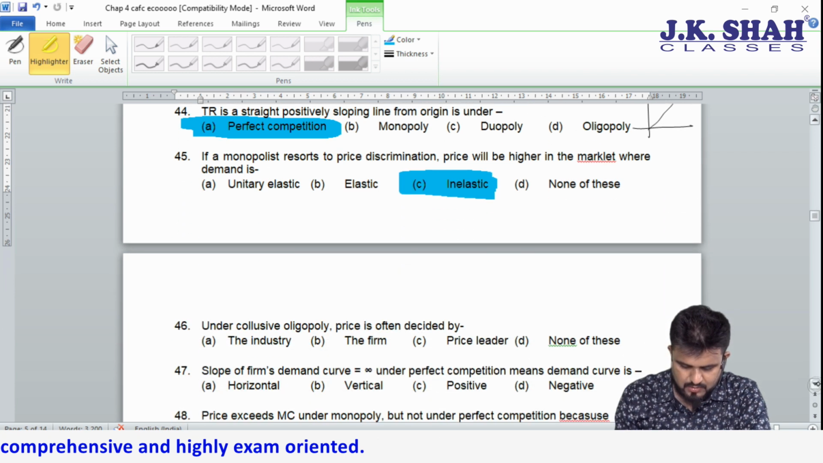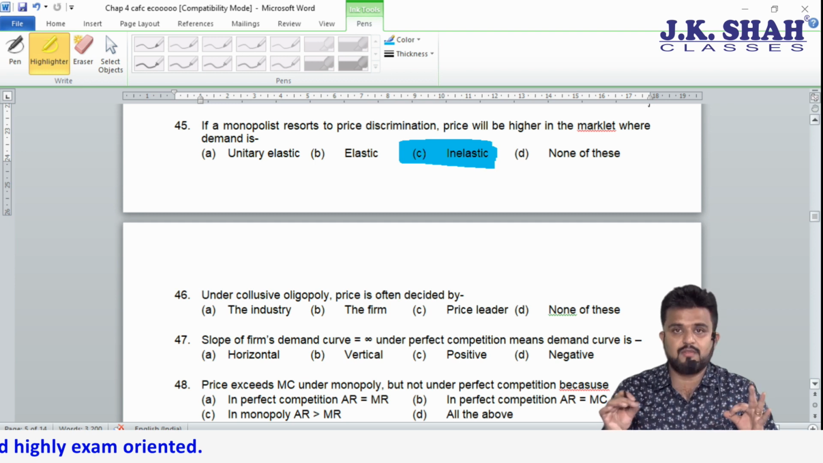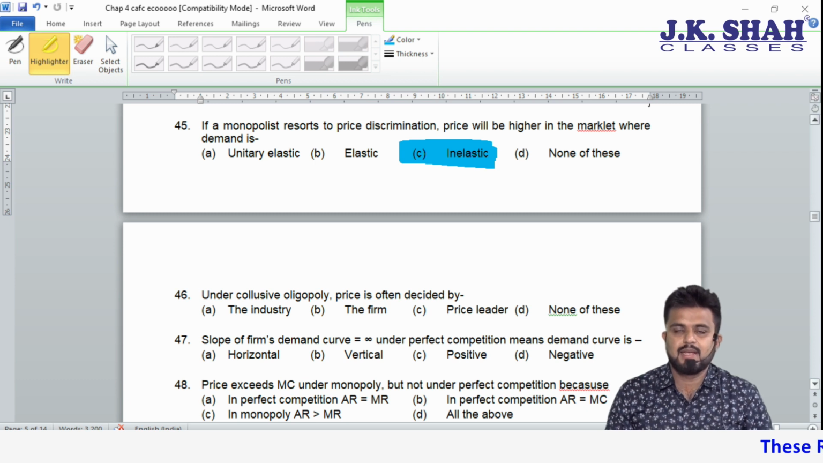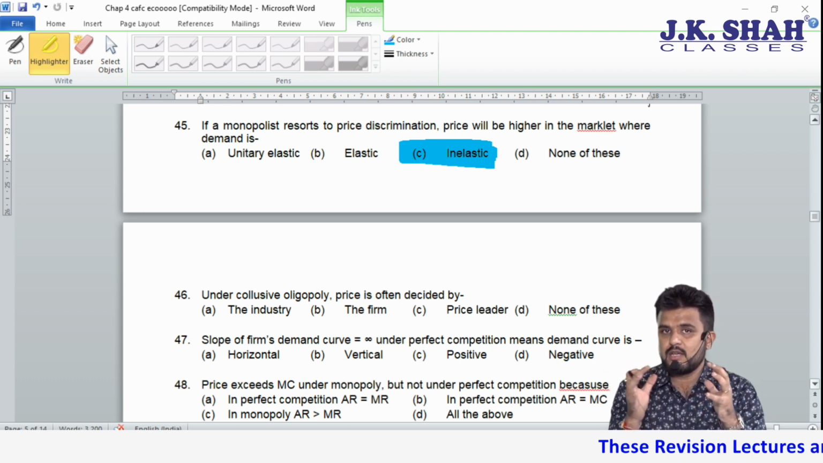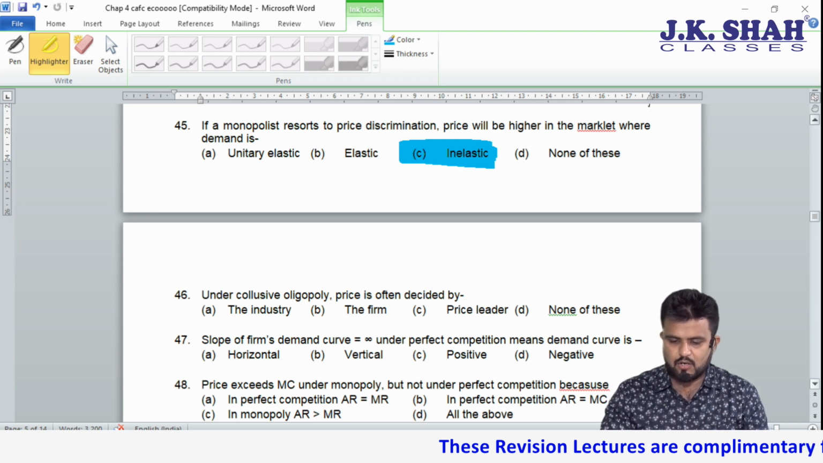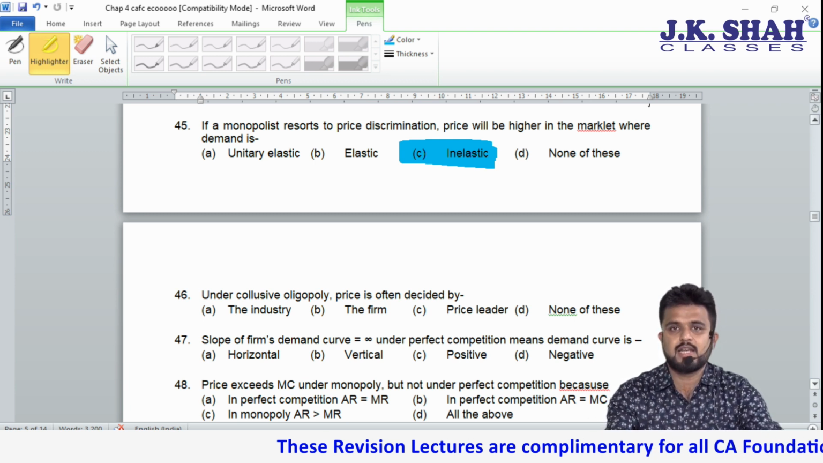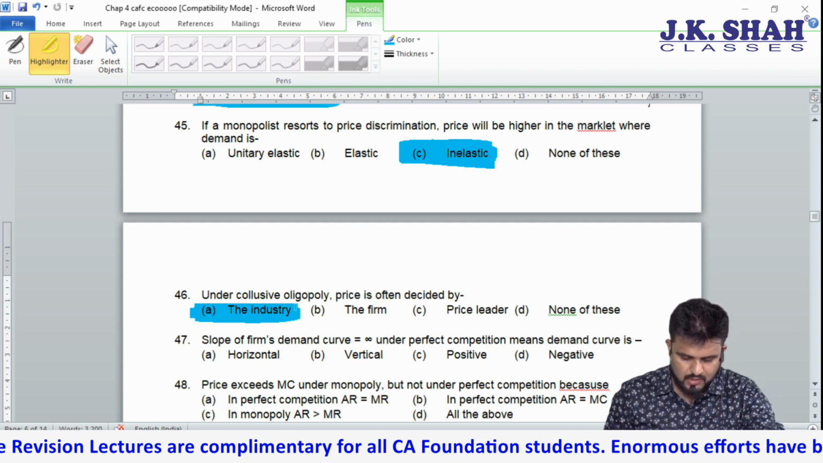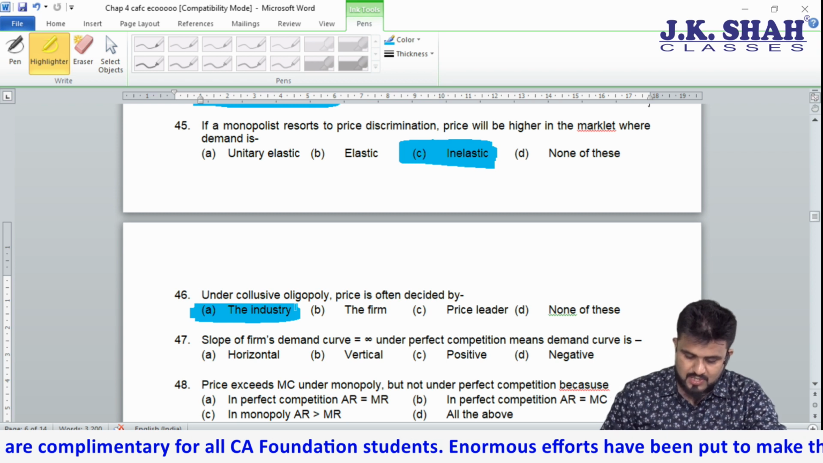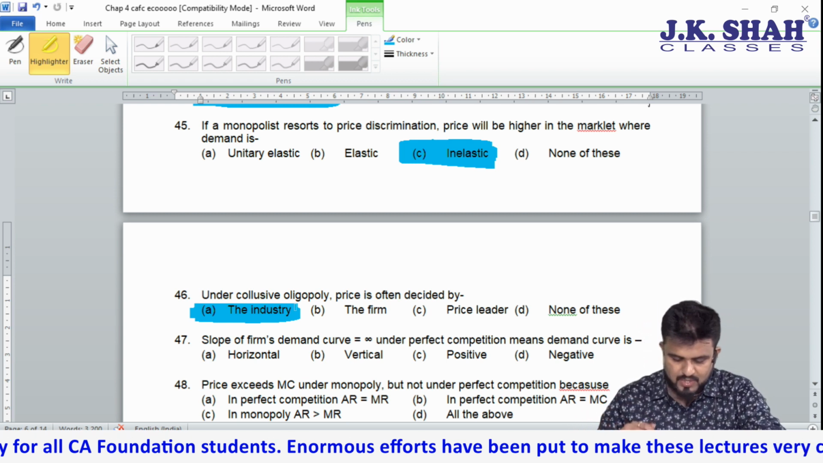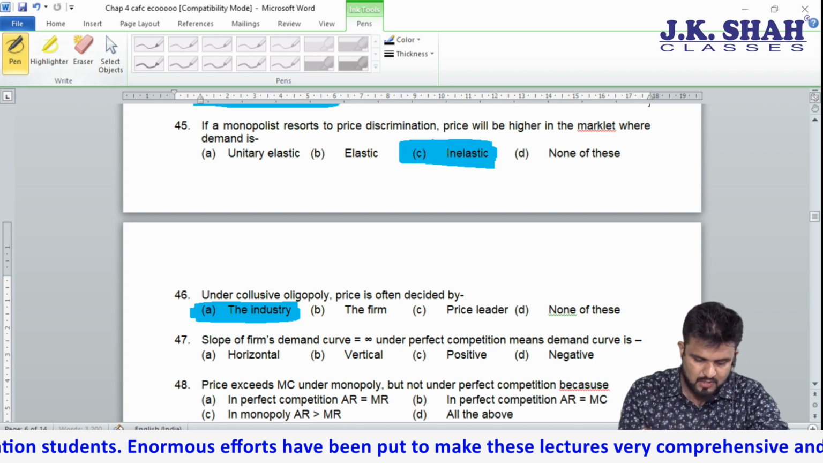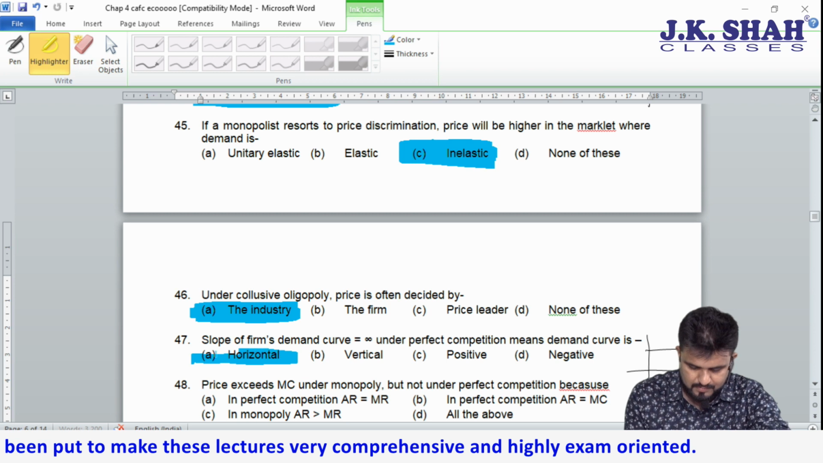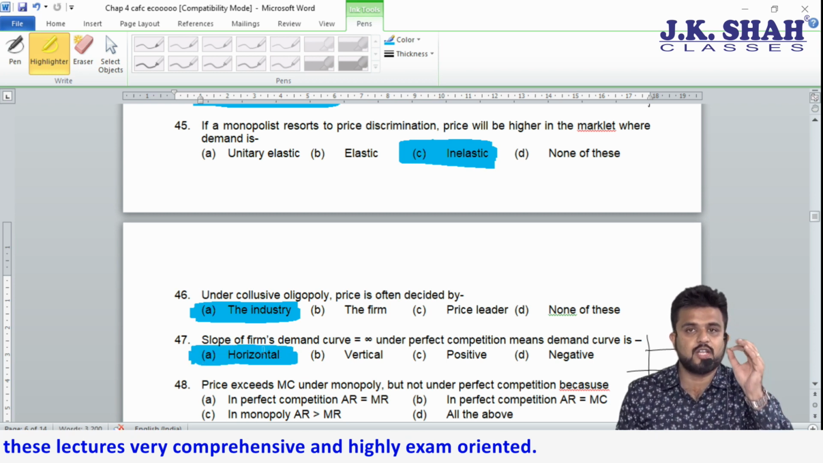Moving to the next. Under collusive oligopoly, price is often decided by industry. Collusive means sellers coming together and deciding a common price. So it is decided by industry. The slope of the firm's demand curve is infinite under perfect competition, which means the demand curve will look like a horizontal straight line. A is the answer for 47.